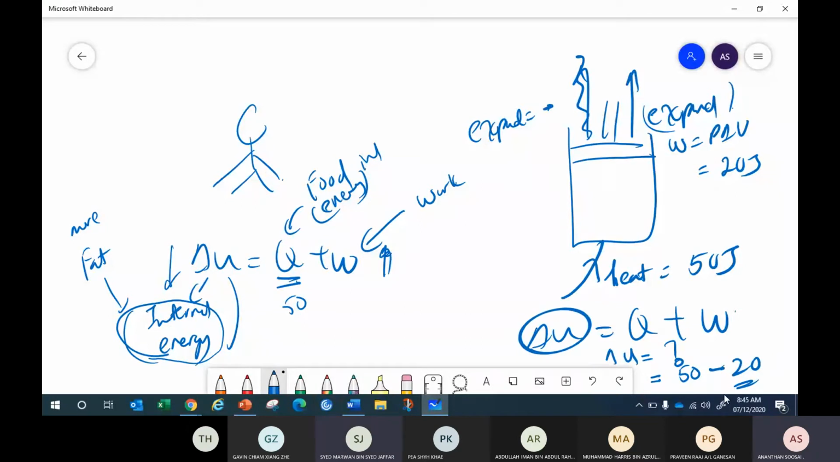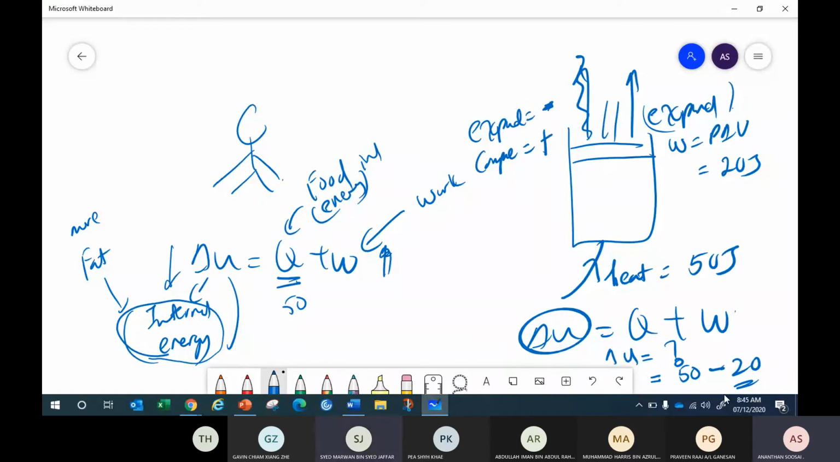Give a negative effect to the rise in internal energy. So work expand means we put negative. Compressed means we put positive. When gas is compressed, it increases the internal energy. The gas becomes hot. So yeah, this is how it works.